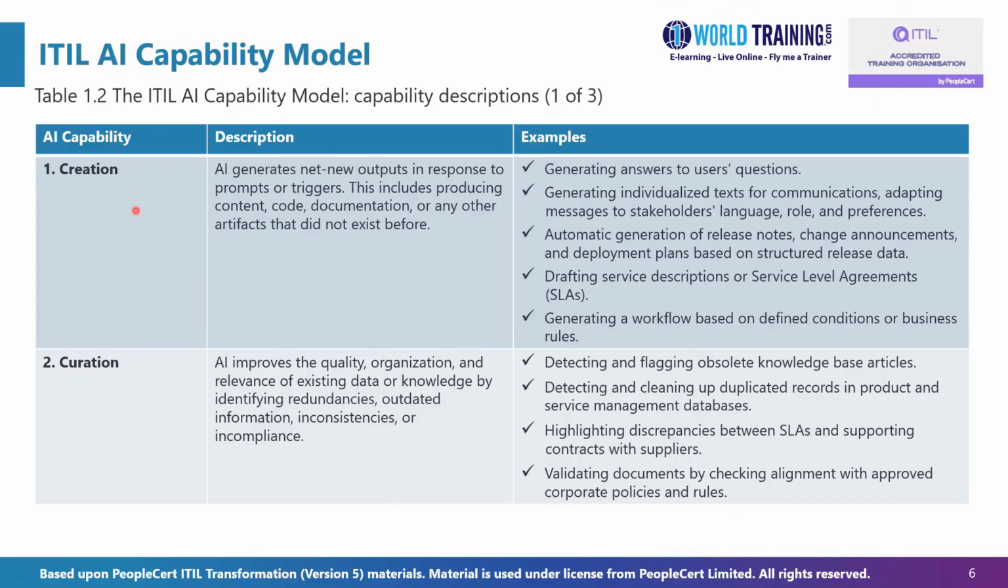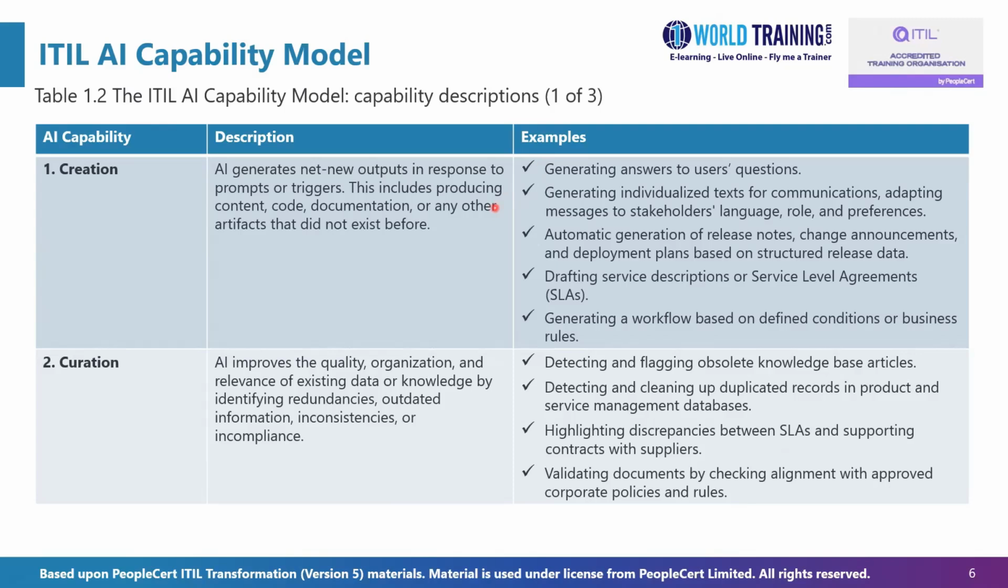Creation is the first one. This is where AI generates new outputs in response to prompts or triggers. Prompts meaning some commands to the AI system. And this includes producing content, code, documentation, or any other artifact that did not exist before. Some examples are noted here. It can create answers to users' questions on the prompt. It can create individualized text for communications, adapting messages to stakeholders' language, role, and preferences.